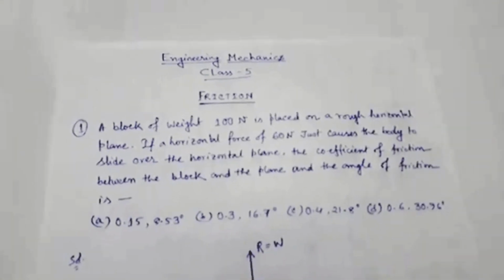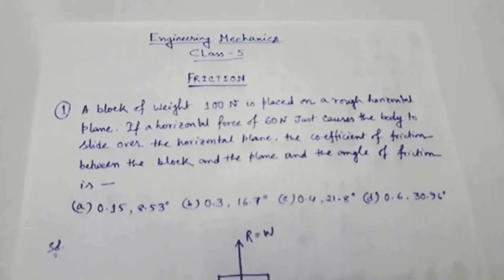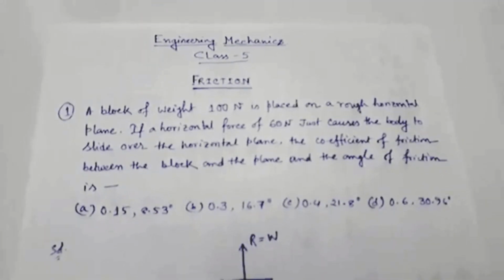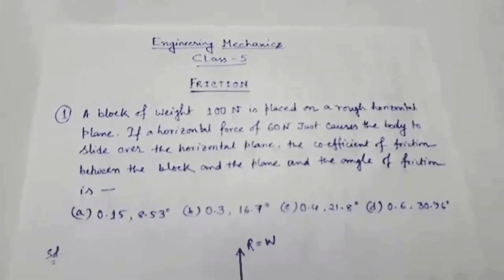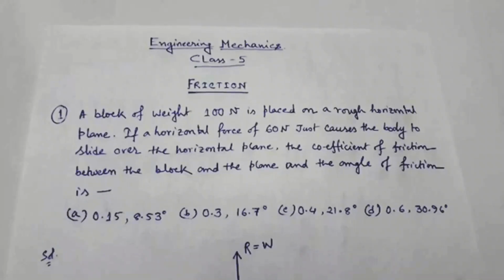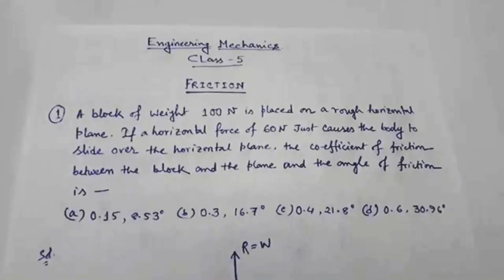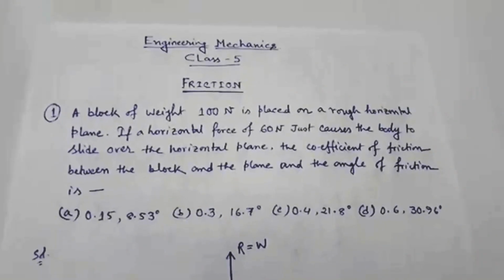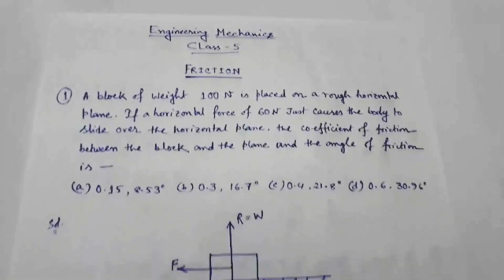So after going through some basic concepts regarding friction, now we have to solve some problems regarding friction. Let's look at the first problem. A block of weight 100 Newton is placed on a rough horizontal plane. If a horizontal force of 60 Newton just causes the body to slide over the horizontal plane, the coefficient of friction between the block and the plane and the angle of friction are? These are the four options. So let's solve the problem.